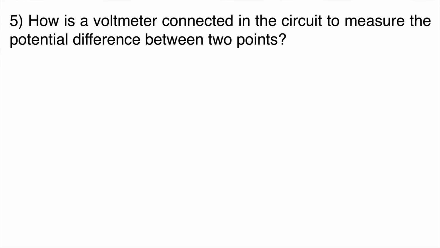Question number 5. How is a voltmeter connected in the circuit to measure the potential difference across 2 points? Always the voltmeter should be connected in parallel in the circuit to measure the potential difference.